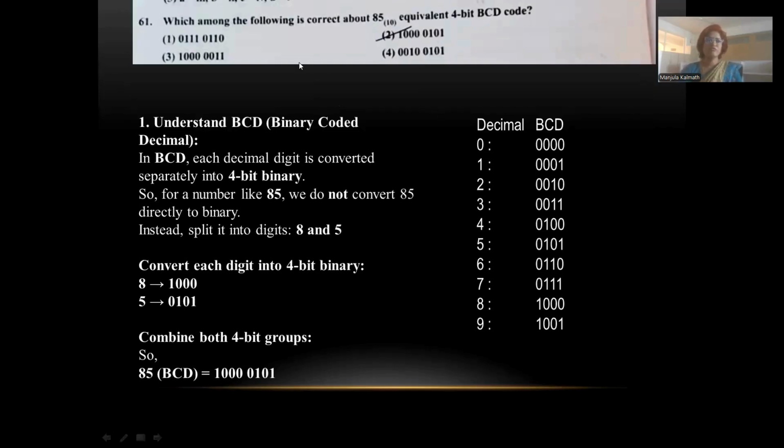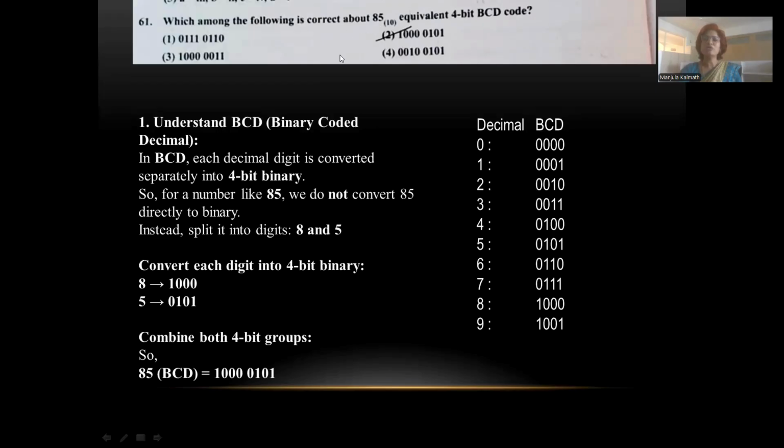The next question is, which among the following is correct about the decimal number 85 equivalent to 4-bit BCD code? First of all, BCD stands for binary coded decimal. In binary coded decimal, we have the different digits 0 to 9, and each one digit is represented with a 4-bit combination of zeros and ones. The given number is 85. We cannot convert 85 directly into binary. Rather, we have to separate the digits: 8 is one digit and 5 is one digit.